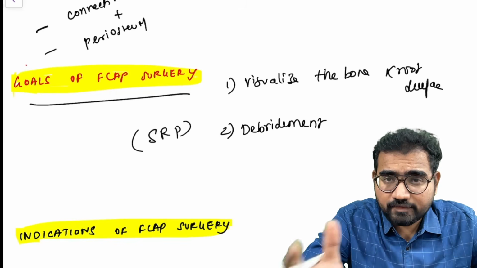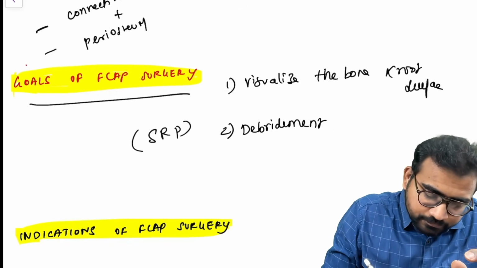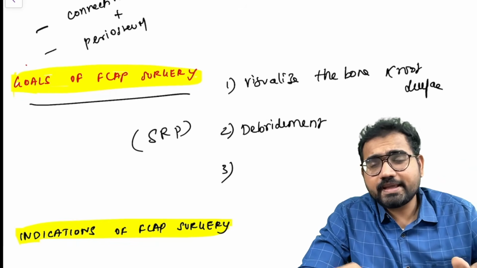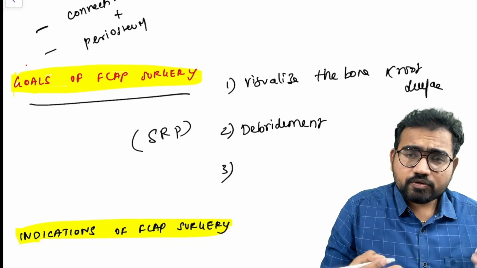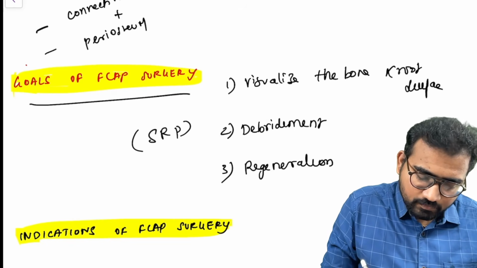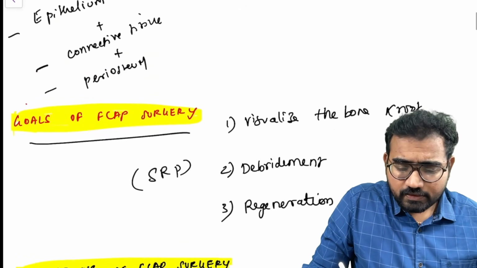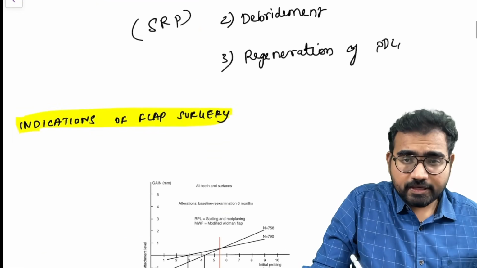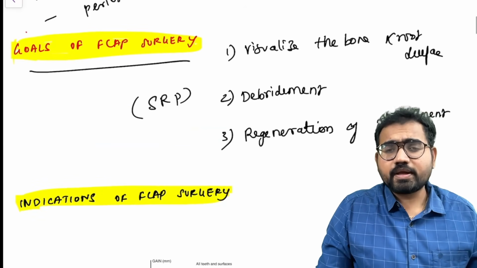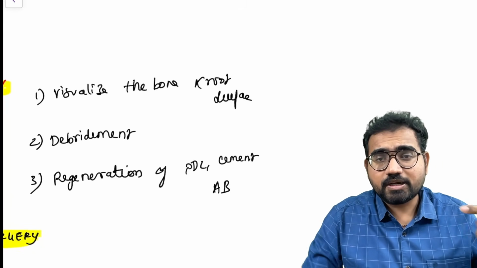So I'm reflecting the flap, visualizing, put in the instrument, make sure it is clean and smooth. A third one will be, if at all there is any kind of a bone defect, okay, I'll try to regenerate it, right? So regeneration of the lost structures, whatever it may be. It can be the PDL, it can be cementum, it can be alveolar bone, whatever it may be. Okay, I'm trying to regenerate the lost structures like PDL, cementum, bone.